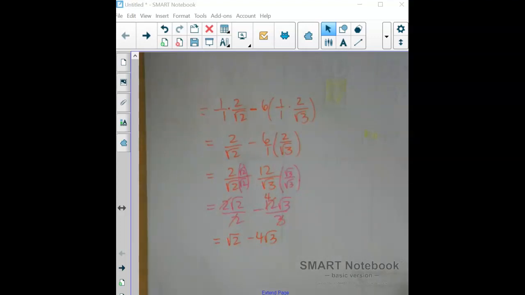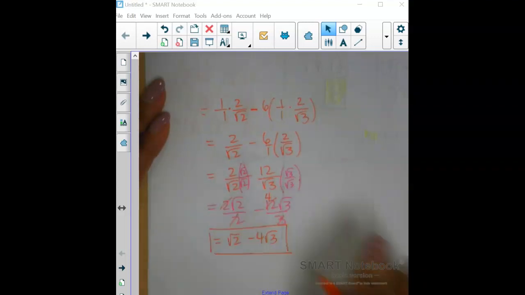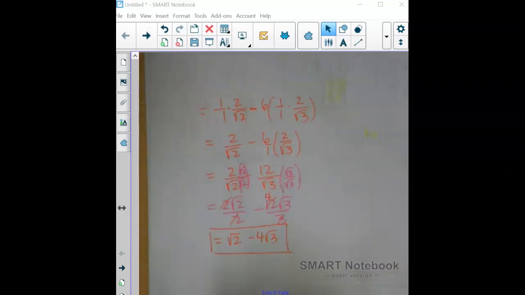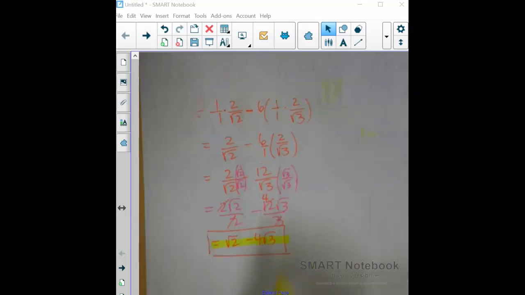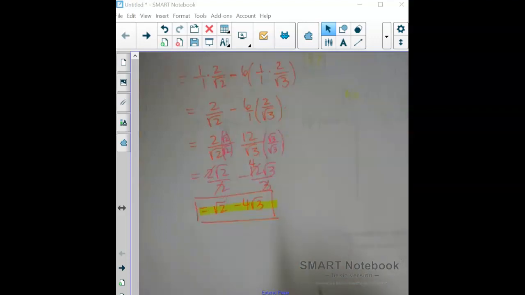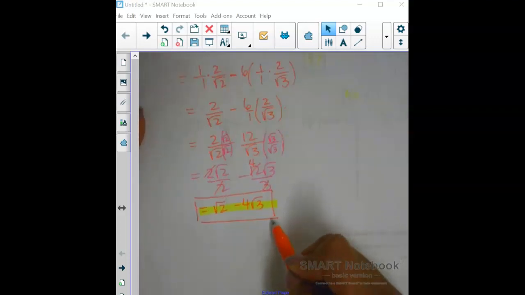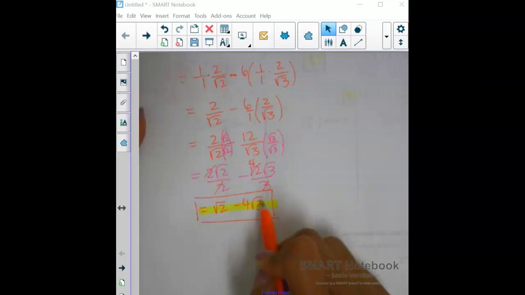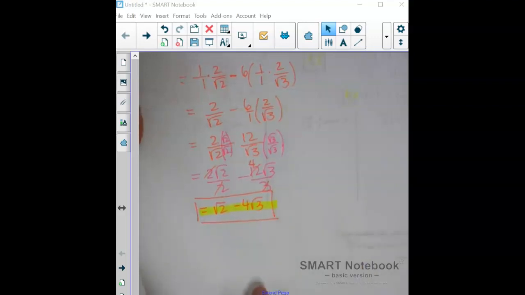And the last question that I have really quick is, can I add or subtract both of these numbers, the 2 and the 3? No, I can't. Okay, so our answer for this is square root of 2 minus 4 square root of 3. I can't do anything else. The square root of 2 and the square root of 3 are done. I can't change it anymore.